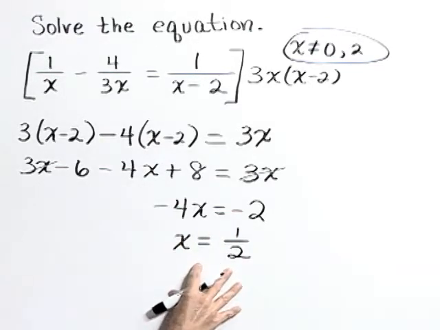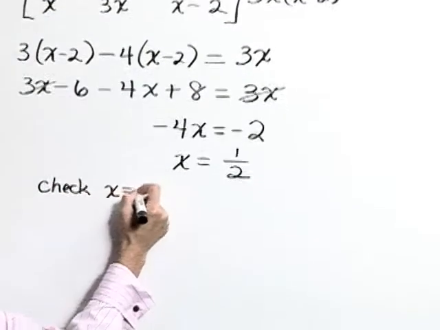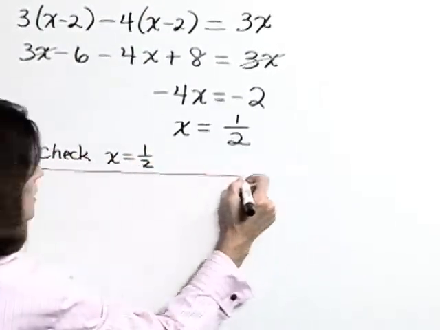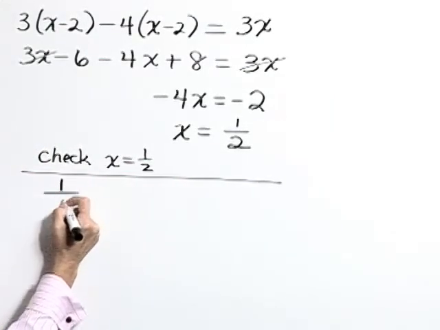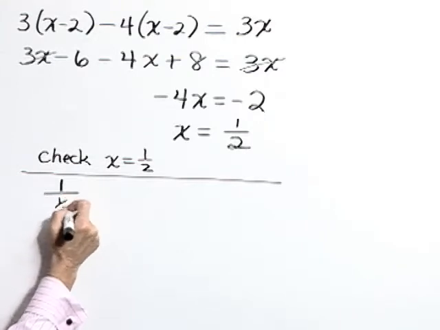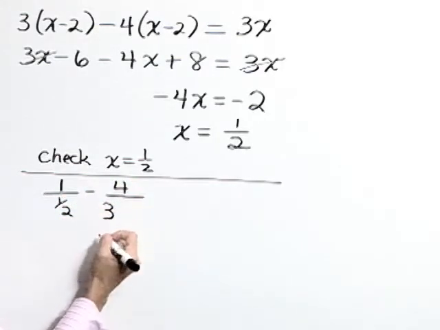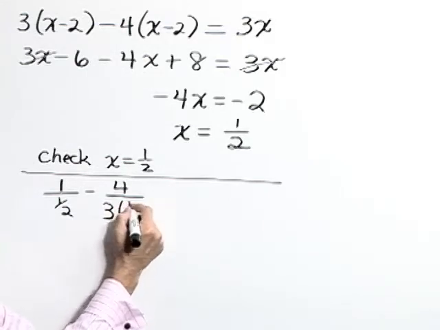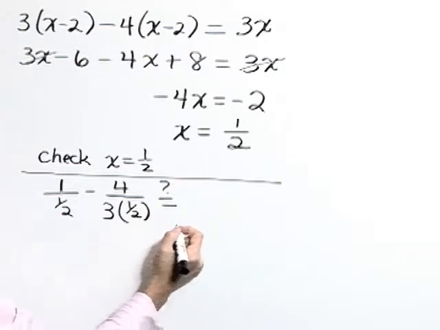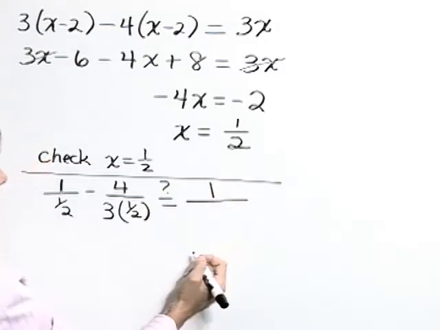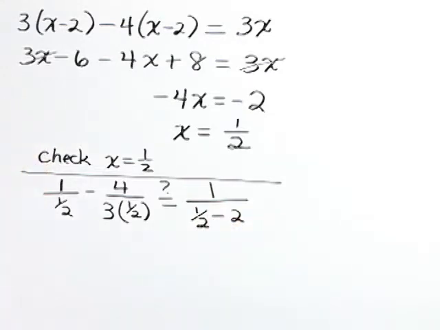But let's go ahead and check it anyway. So let's check x equal 1/2 in the original equation. So 1 over x, or 1 over 1/2, minus 4 over 3 times x, or 3 times 1/2. Is that going to be equal to 1 over x minus 2, or that's a 1/2 minus 2.